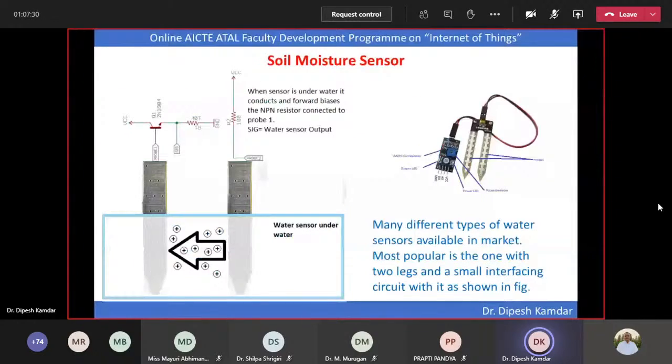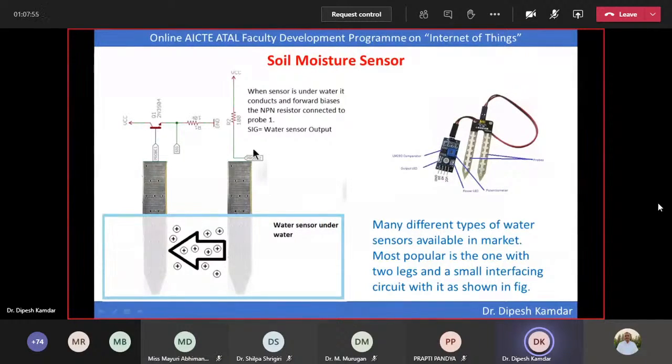And then the soil moisture sensor. If you go with soil moisture sensors, we have lots of soil moisture sensors available in the market. The most popular is shown in the figure, where these are the two strips which are placed inside the soil. The left hand side diagram shows the working principle of the soil moisture sensor.